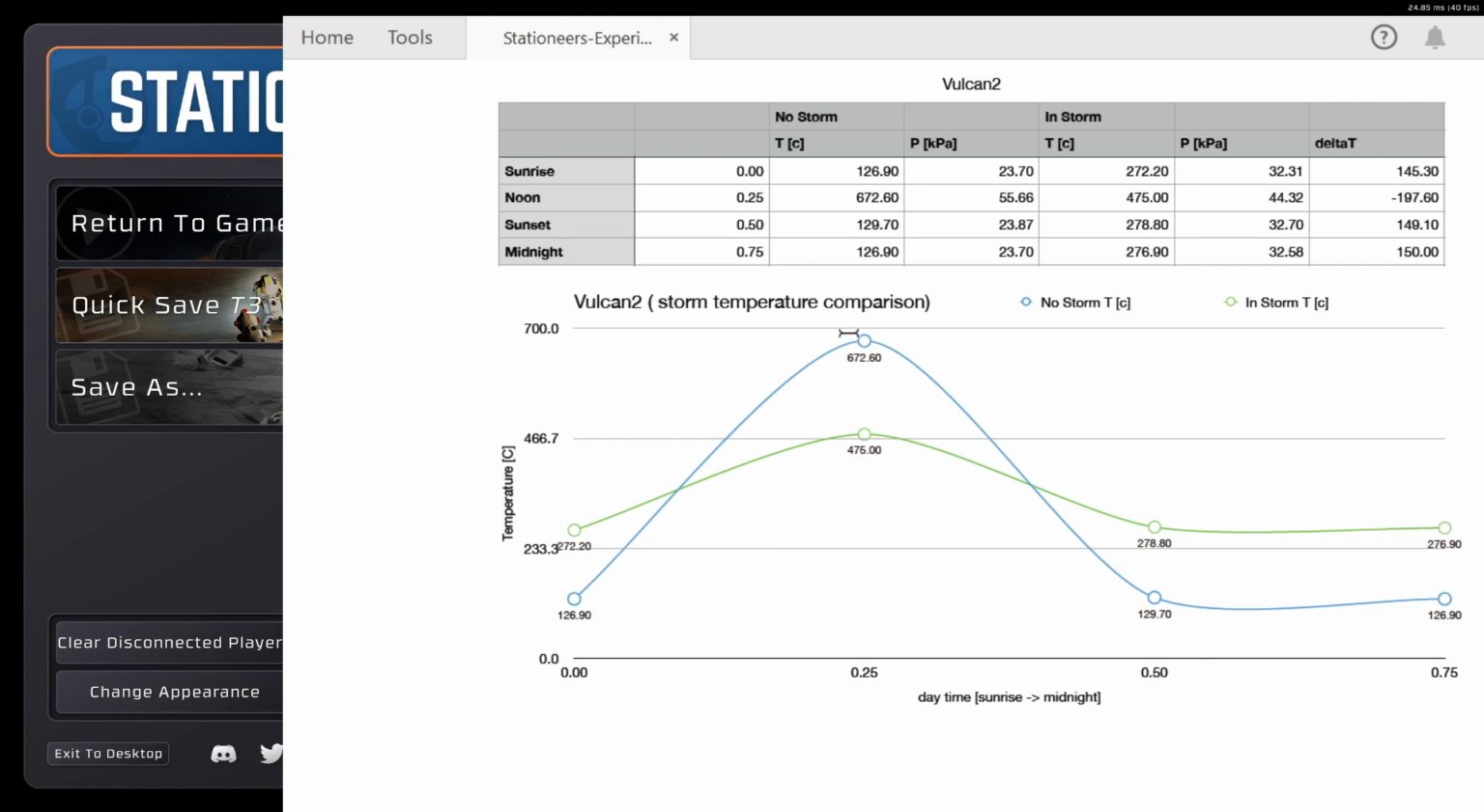That you can have on any planet. And here you see it is dropping. It is dropping by 200 degrees here even. So if you have a storm at noon, the temperature is dropping to 475 degrees here. And the other temperatures, they rise. As you can see here, you have a temperature of 126, and the temperature is rising if you have a storm. And it is rising by 150 degrees roughly.